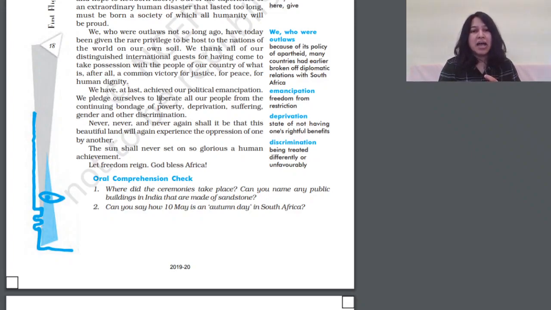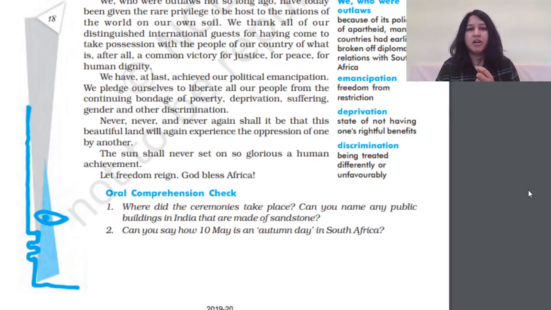We have at last achieved our political emancipation. We pledge ourselves to liberate all our people from the continuing bondage of poverty, deprivation, suffering, gender, and other discrimination. Never, never, and never again shall it be that this beautiful land will again experience the oppression of one by another. The sun shall never set on so glorious a human achievement. Let freedom reign. God bless Africa.